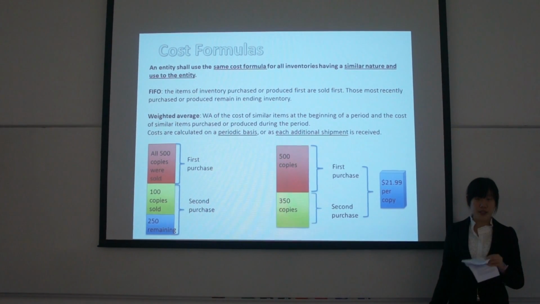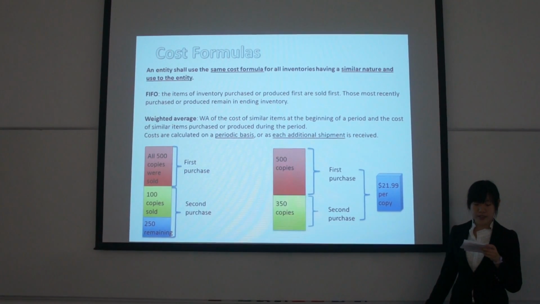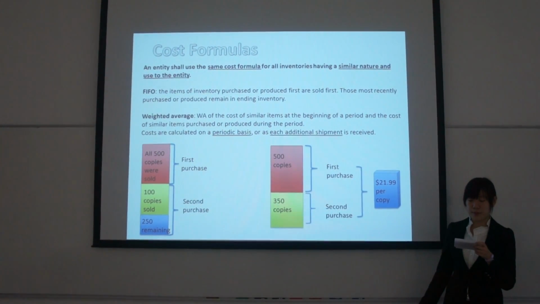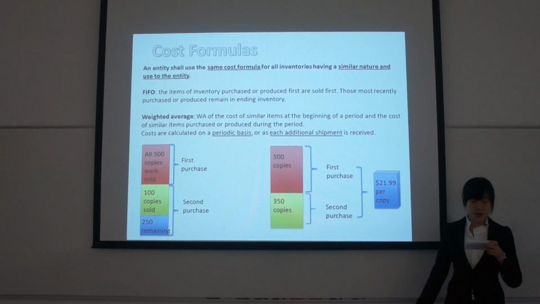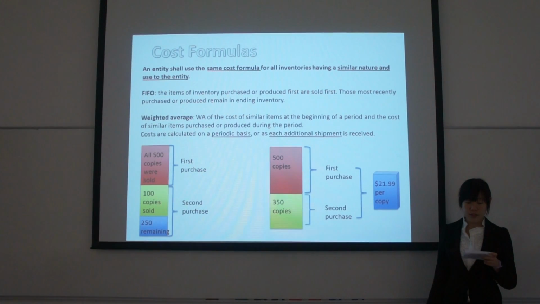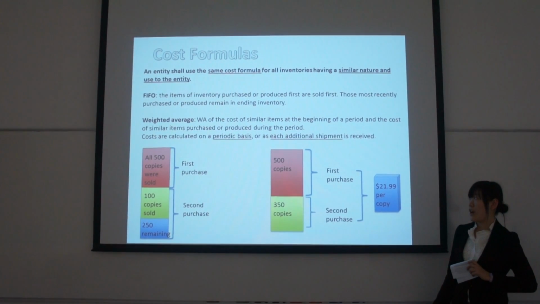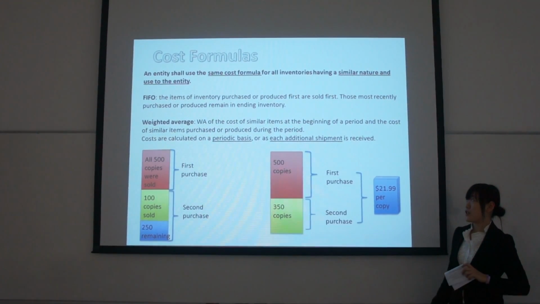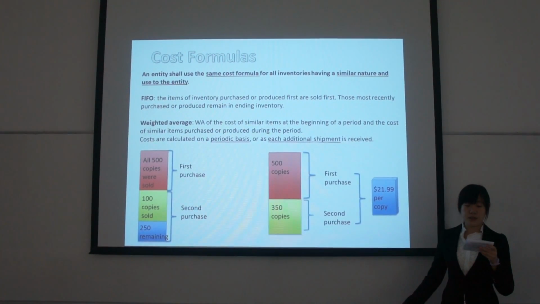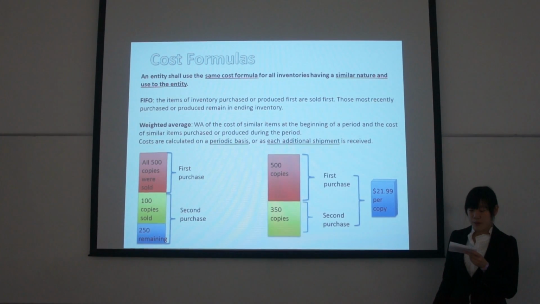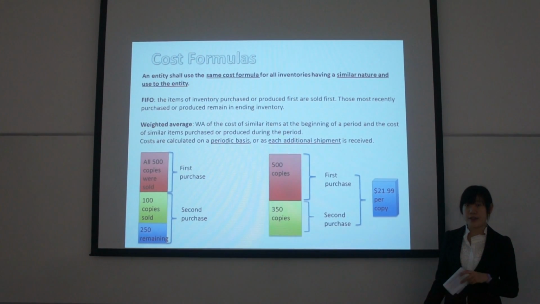HKAS also gives a definition of the weighted average costing method. It says that we calculate the weighted average of the cost of similar items at the beginning of the period, and also the cost of items purchased or produced during the period. The average may be calculated on a periodic basis, or it can also be calculated as each additional shipment is received, depending on the circumstances of the entity. In our case, we calculate the weighted average cost for each item at the end of the year.